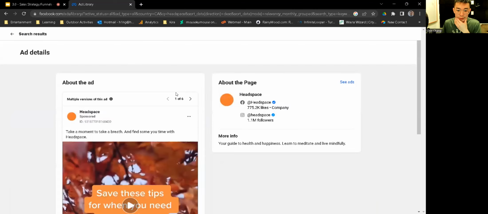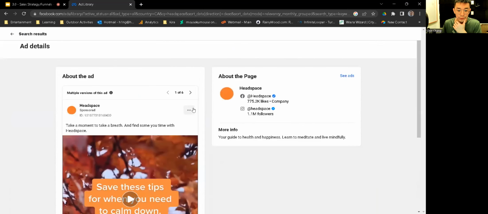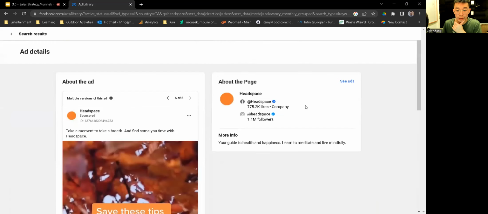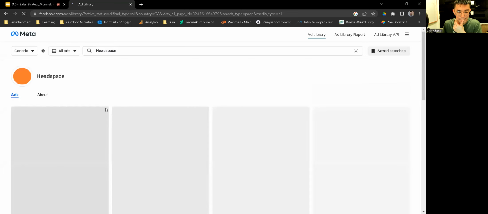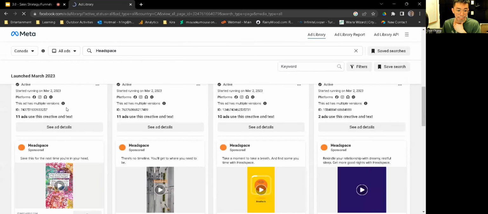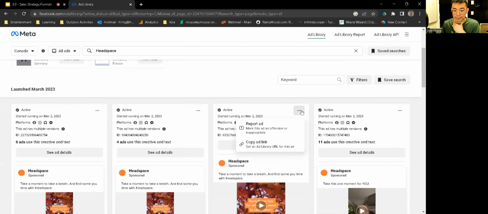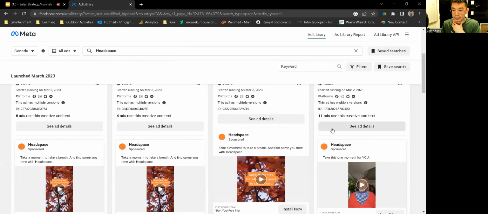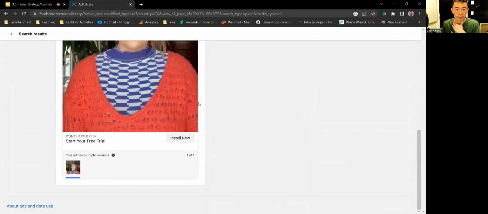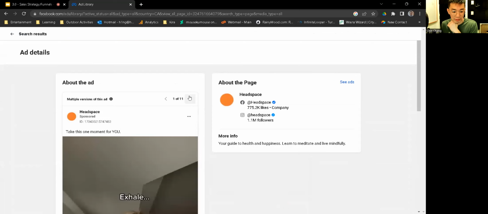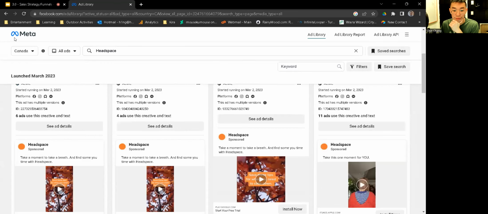Now see ad details. So you can look at what the ad looks like. You can look at the different versions of the ad that they have. And you can even, I don't remember where, but see who they're targeting as well. I do not remember how to pull that up. But there's a way to see who they're targeting as well.